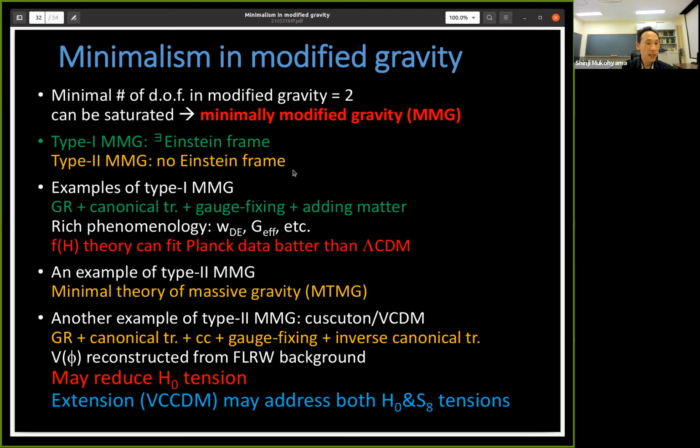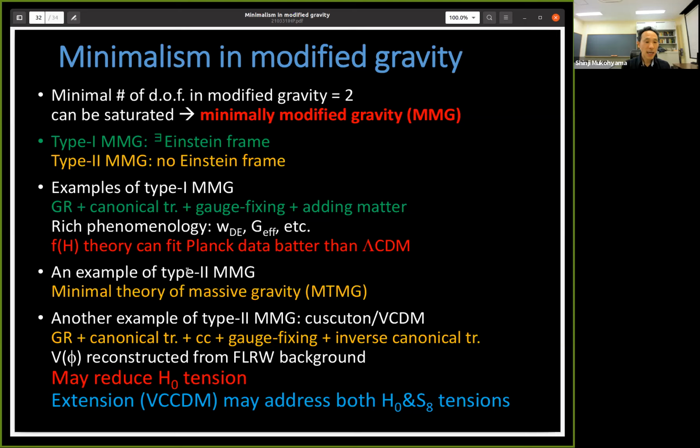And then I showed some examples of type 1 MMG. These can be constructed by starting from GR, performing a canonical transformation, gauge fixing, then adding matter. Still, there is rich phenomenology such as an effective equation of state of dark energy without an extra degree of freedom, and G effective, and so on. And this theory, f of H, can fit Planck data better than lambda CDM.